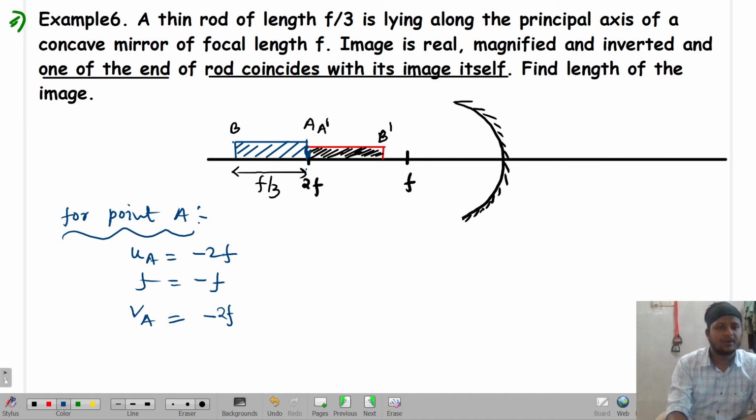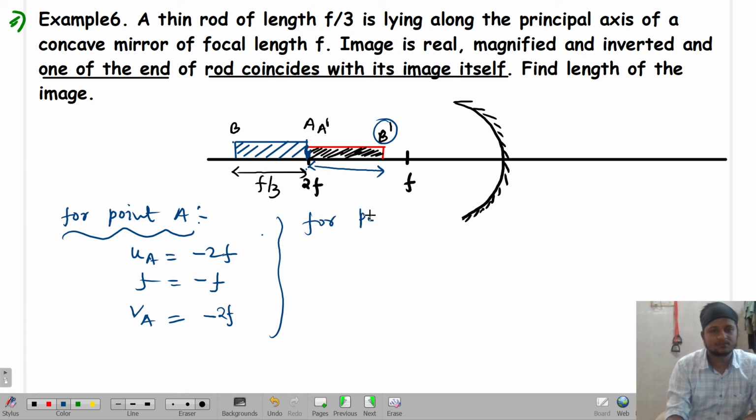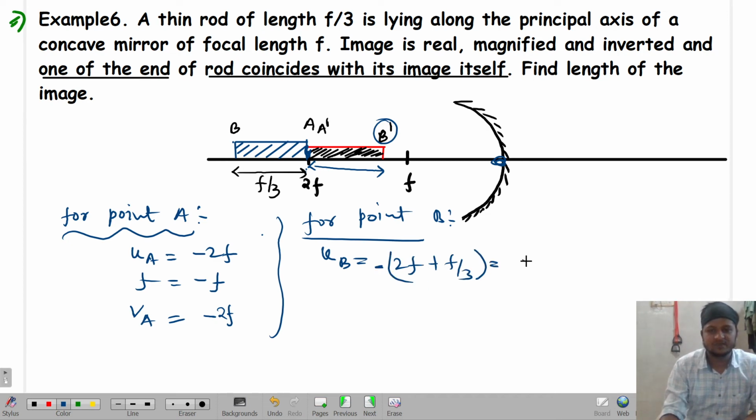But you need to calculate the image length over here. To get that, I should know where B prime is forming. So for point B, meaning where is point B, how far is the distance of point B from the pole? It is 2f plus f by 3. So the object distance of B, with the minus sign, is minus 7f by 3. The focal length is minus f, and the image distance of B will be minus 1 by f minus minus 3 by 7f.